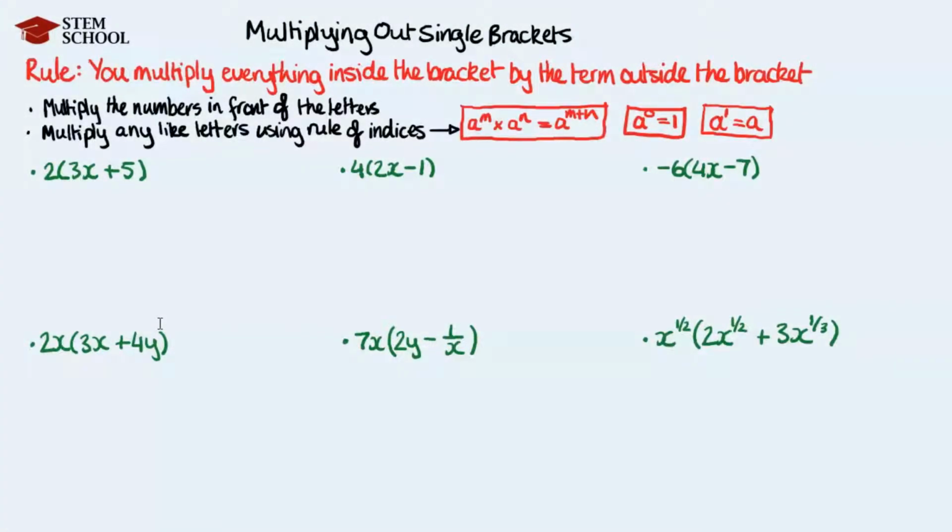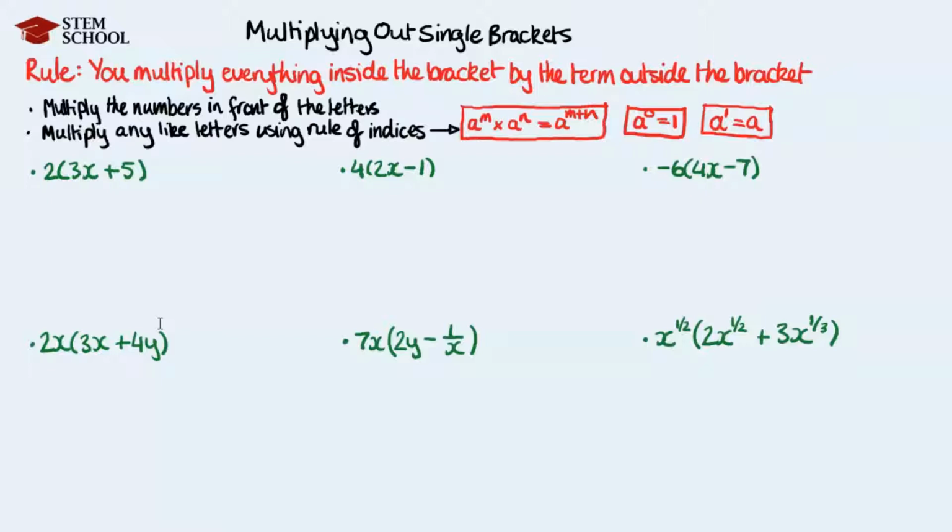So multiplying out single brackets is something you'll do over and over again as you progress through the world of maths. In later videos I'll actually talk about multiplying out double brackets, which is really common in exam questions, but we need to understand this as a stepping stone. So how do we do this?